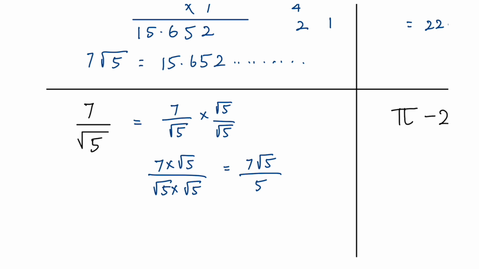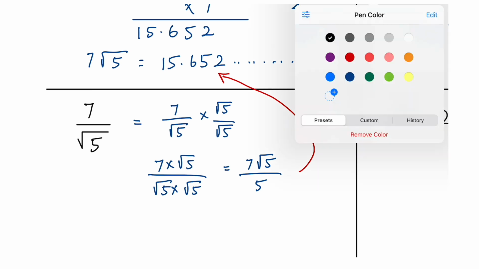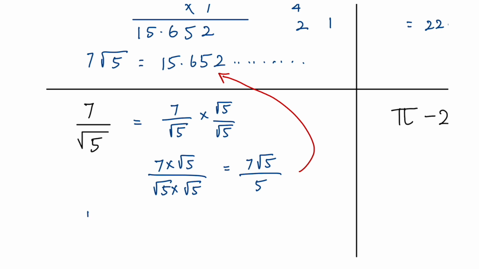But we have already found the value of 7 into root 5 in the first number. The first number that we found is actually 7 into root 5, right? So let us just use that here. So that is 15.652 divided by 5, right? Let us just use that value here to find this. So this should be 3.13 and so on, right? So approximately it is 3.13 and the number keeps on going.